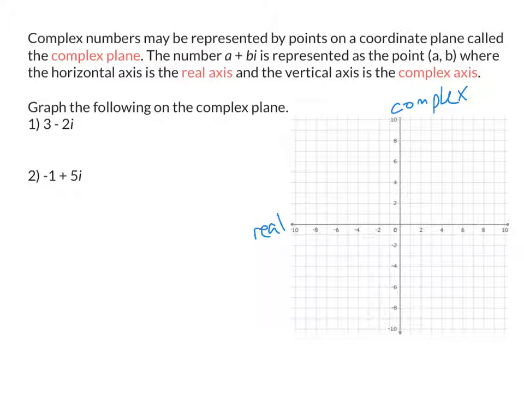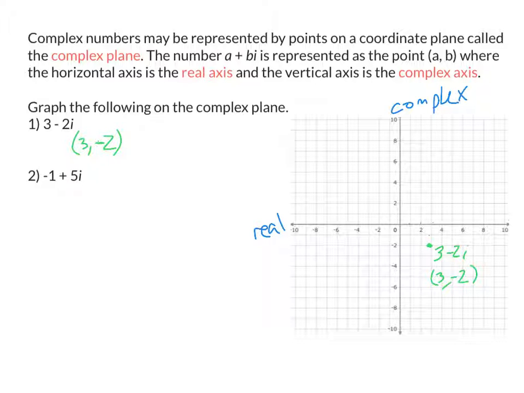So in order to graph things like 3 minus 2i, like we're looking at in number 1, we're going to look at this as the ordered pair (3, -2). So we're going to first move to the right 3 units, and then we'll go down 2 units. And so our point 3 minus 2i will land at that spot. We can label this either as 3 minus 2i like that, or simply as the ordered pair (3, -2).